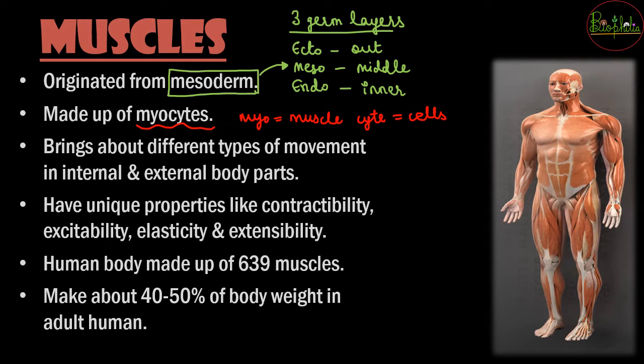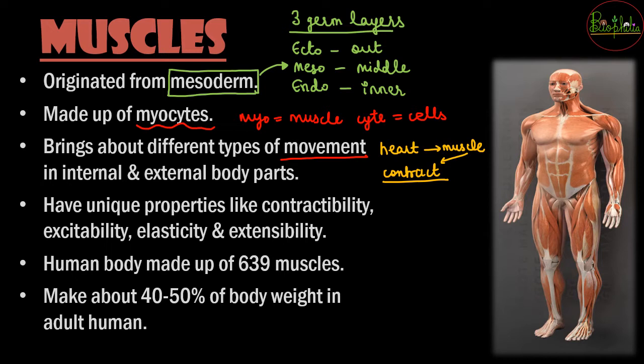So how are the muscles helping you? They allow you different kinds of movements. Now these movements can be of the internal body parts, or of the external body parts. If you consider the internal body parts, you have the heart. The heart is made up of muscles, and these muscles undergo contraction, and because of the contraction you can hear the heartbeat. So that is one sort of movement.